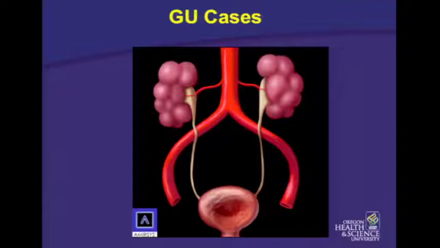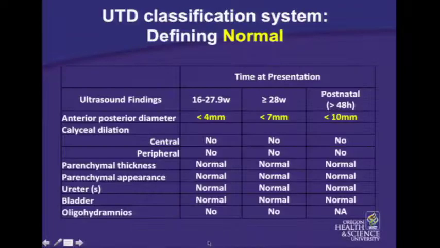Okay, so now we're going to leave the world of gastrointestinal cases and move into GU cases. A brief review of the UTD classification system is in order. I think it's important to remember the numbers for hydronephrosis. Basically, if the AP diameter of the renal pelvis is 4 millimeters or more, then one has to worry about hydronephrosis between 16 weeks and 27 weeks, 6 days.